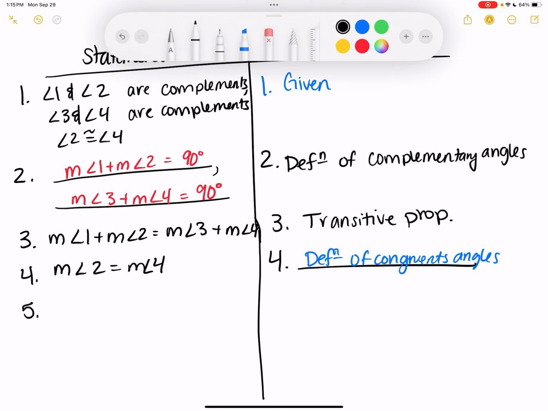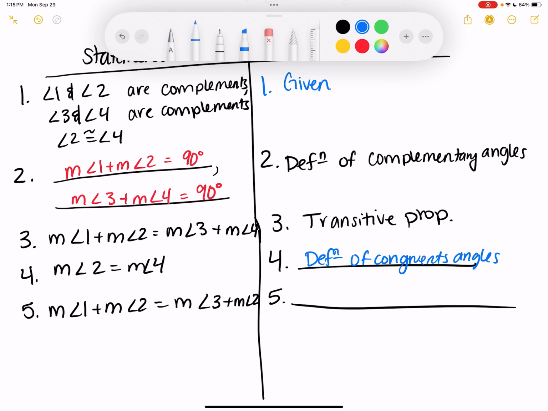Again, they give us the step over here. The measure of angle 1 plus the measure of angle 2 is equal to the measure of angle 3 plus the measure of angle 2. They want us to write the reason for this one. What would be the reason here? How did I change angle 4 to angle 2? Yep, substitution.